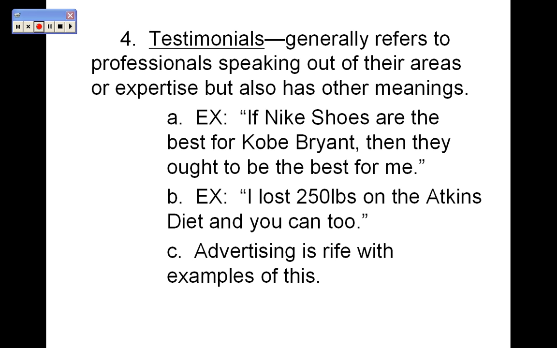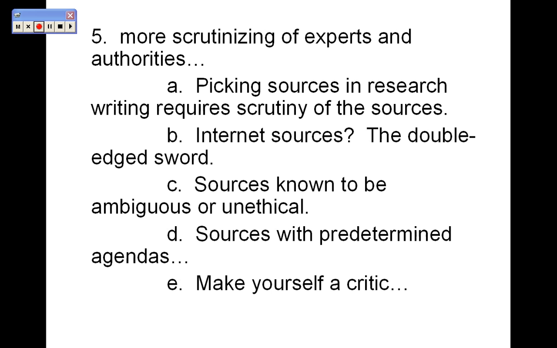And that's the way the advertising agency or the company gets out of being accused of lying or libel.